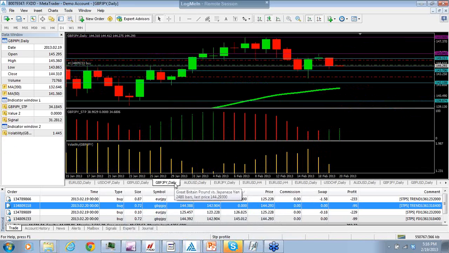Pound yen. We have a buy trade that we've just taken, and we're basically in a range here. The good part of this is that we're in the lower part of that range. We could see price break to the upside on this pound yen, hopefully.